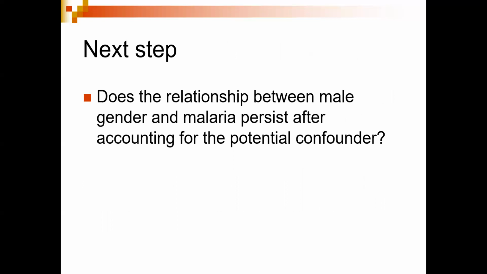Usually, if you identify a confounder, like in the example I gave, the relationship between male gender and malaria, does this relationship persist after accounting for the potential confounder? That's one of the most important things. If you identify a confounder, you then need to take the necessary steps to try to control for the confounding.